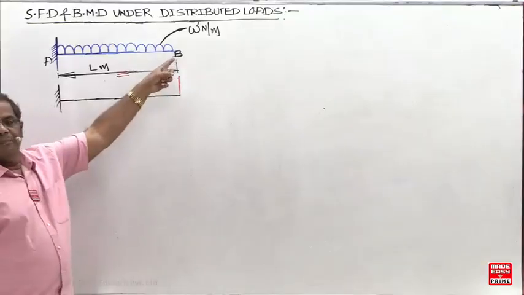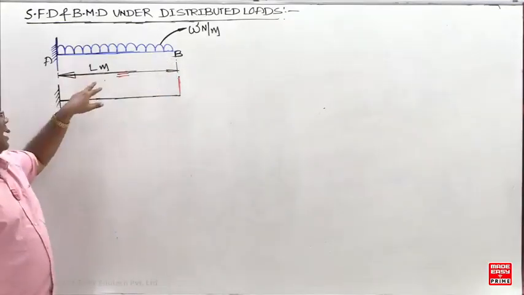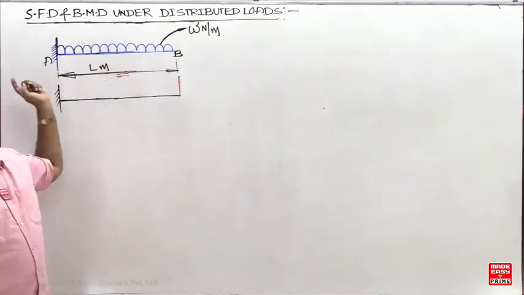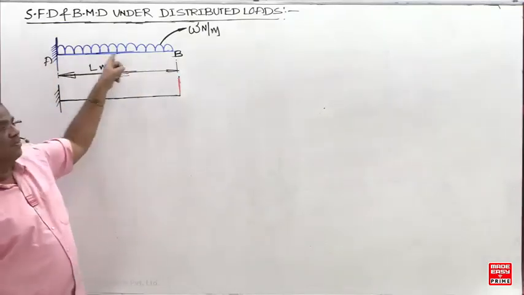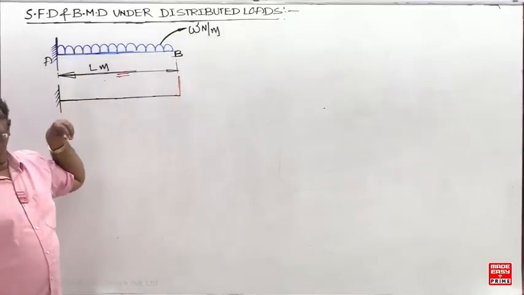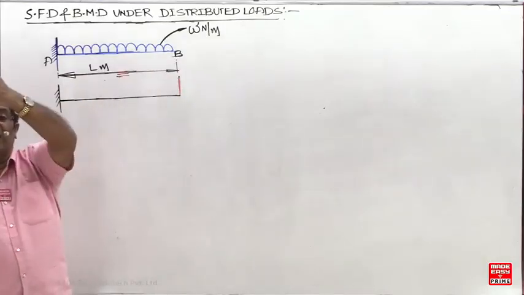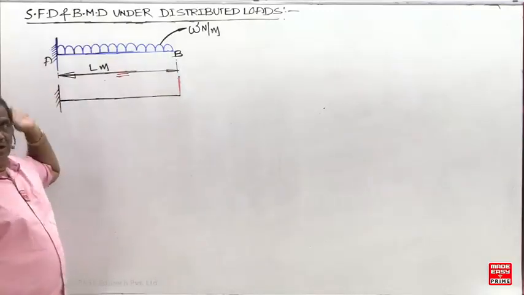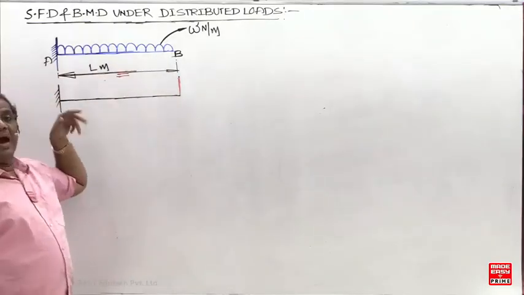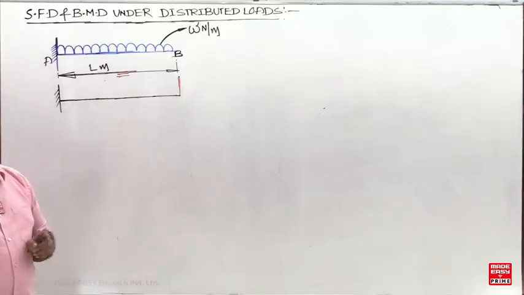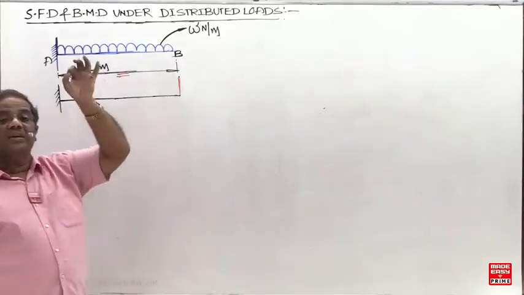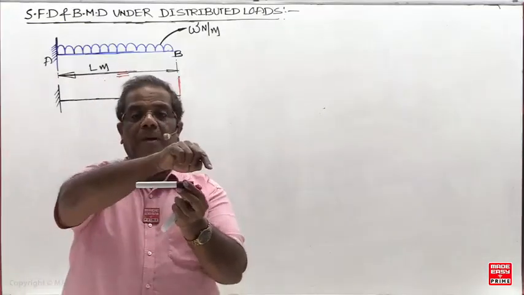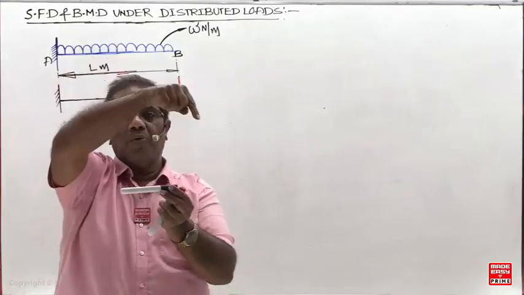Assume a person having a length of L meters is sleeping on this beam. The beam length is also the same as the person's length, L meters. The person is sleeping on the beam with a weight of capital W.